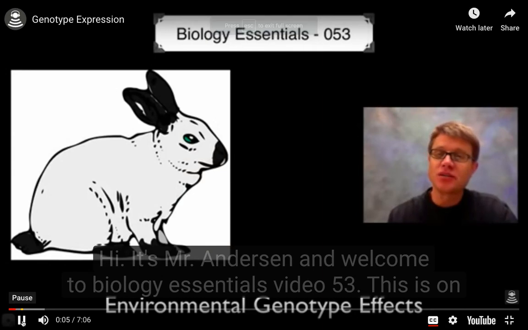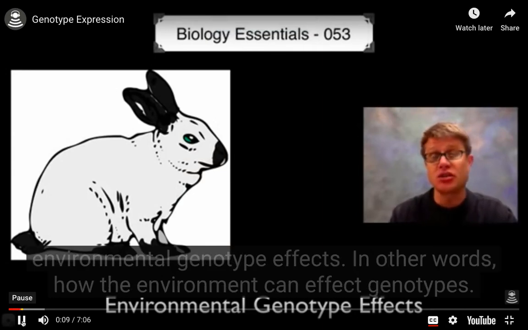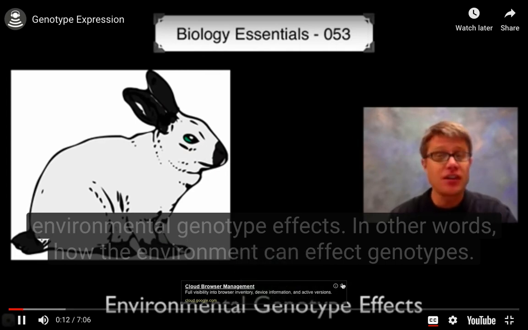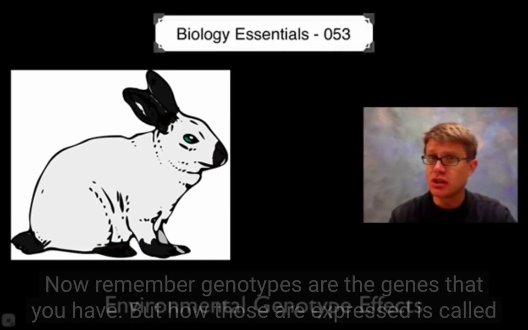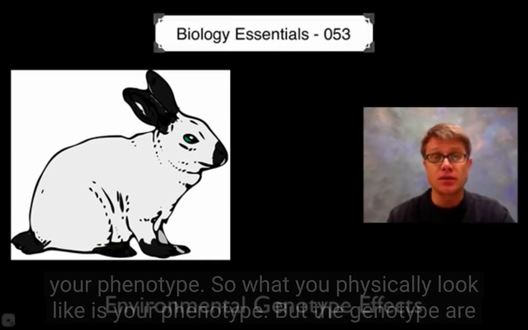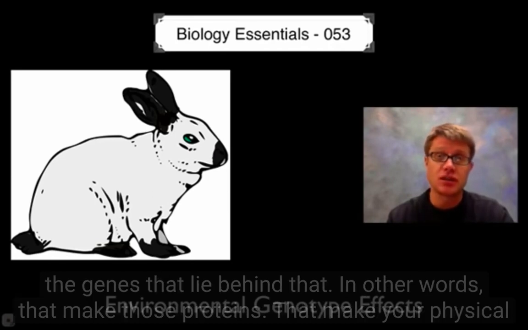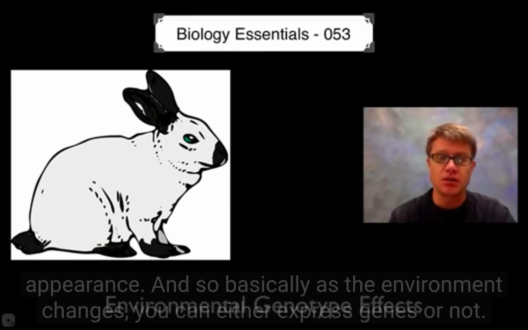Hi, it's Mr. Anderson. Welcome to Biology Essentials Video 53. This is on environmental genotype effects. In other words, how the environment can affect genotypes. Now, remember, genotypes are the genes that you have, but how those are expressed is called your phenotype. So what you physically look like is your phenotype, but the genotype are the genes that lie behind that. In other words, that make those proteins that make your physical appearance. And so basically, as the environment changes, you can either express genes or not.